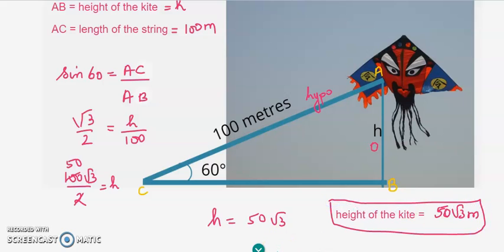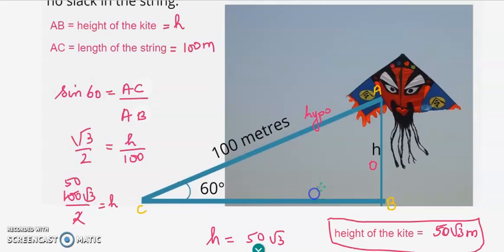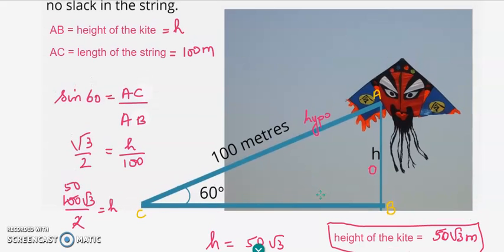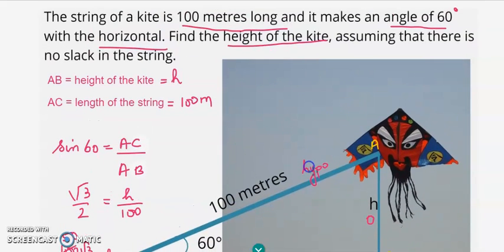Clear? So this is how the trigonometric rules, ratios and angles are used in real life examples. In the coming videos, we'll be talking about further examples. Angle of elevation is the focus, and based on the angle of elevation and the trigonometric ratios, we'll find the answers for different questions in further videos. Hope the concept of angle of elevation is clear. Thank you.